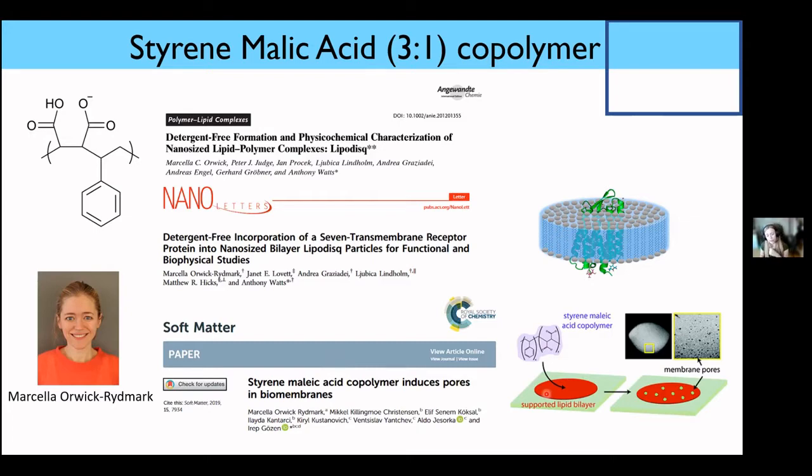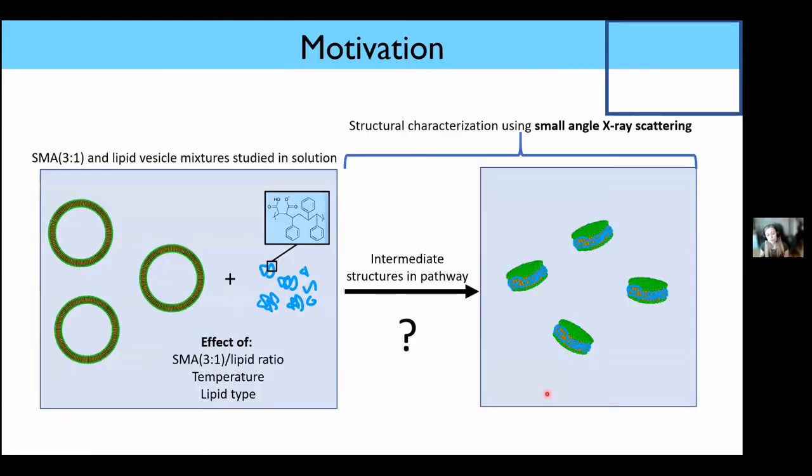So with that background, we then wanted to investigate the intermediates in the pathway from these mixed vesicles with the SMA 3:1 polymer, going from that to the fully solubilized nanodiscs. And we also wanted to see what's the effect of temperature and varying the lipid type.